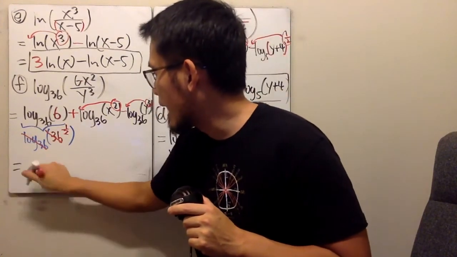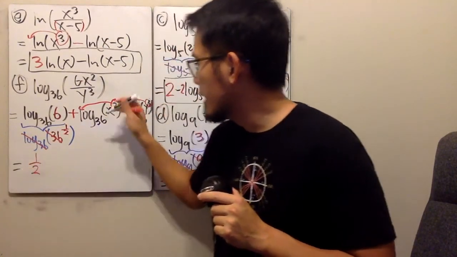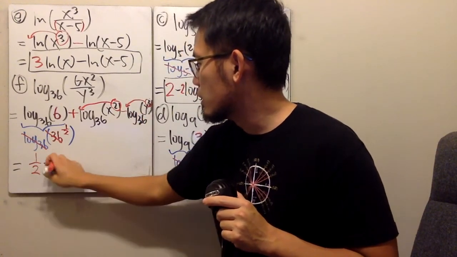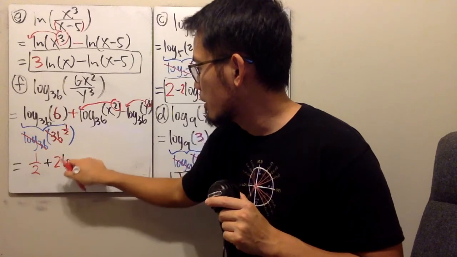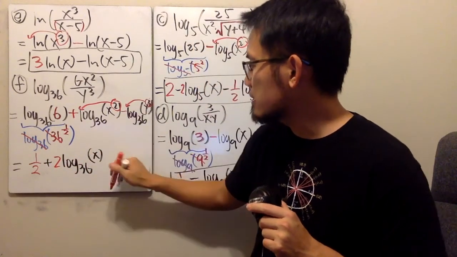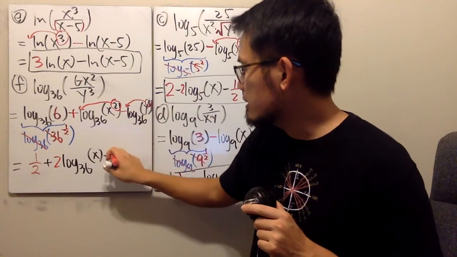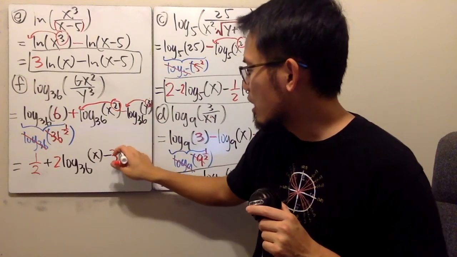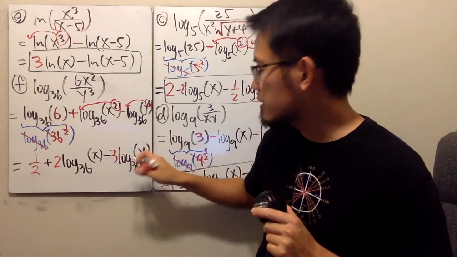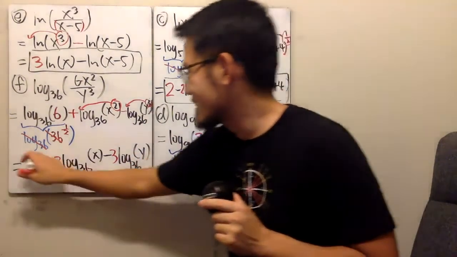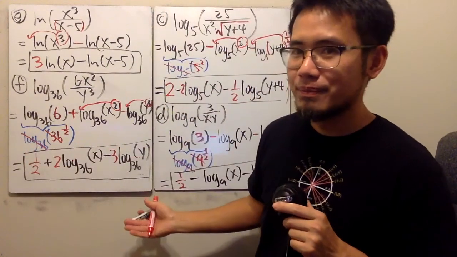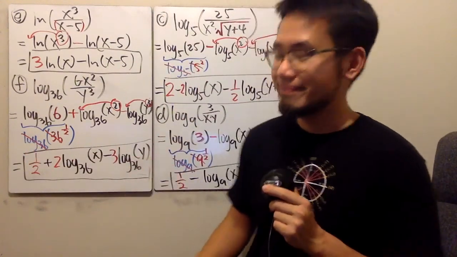Finally, we have our answer. Namely, we have 1/2. And then the 2 is to the front now, so we have plus 2. And then we have the log base 36 and then x. And then this right here is minus and the 3 in the front. And lastly, we have the log base 36, and then the input here is y, just like that. This is it for the whole video, right? Anyway, that's it.